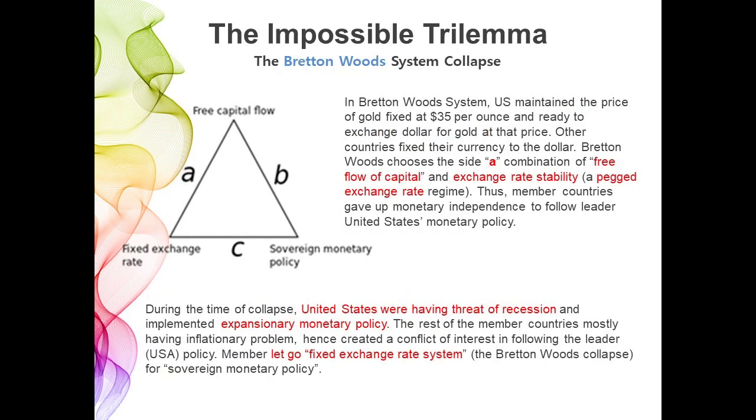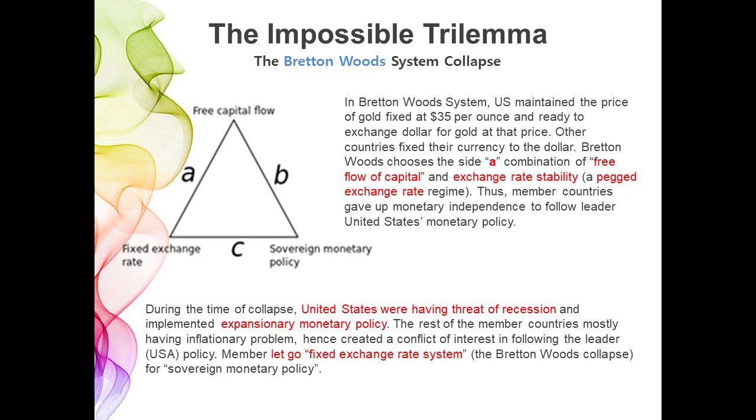Explaining the Bretton Woods system collapse using the impossible trilemma framework. Refer to the diagram. In the Bretton Woods system, the United States maintained the price of gold fixed at $35 per ounce, and was ready to exchange dollars for gold at that price. Other countries fixed their currency to the dollar. Bretton Woods chose side A, a combination of free flow of capital and exchange rate stability, which is a pegged exchange rate regime. Thus, member countries gave up monetary independence to follow leader United States monetary policy.